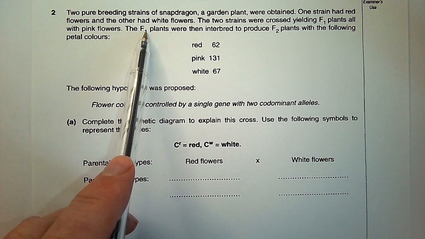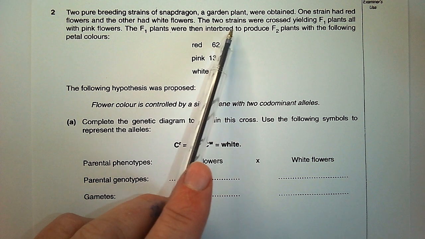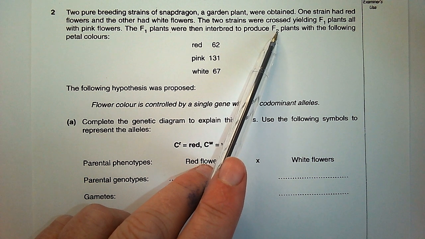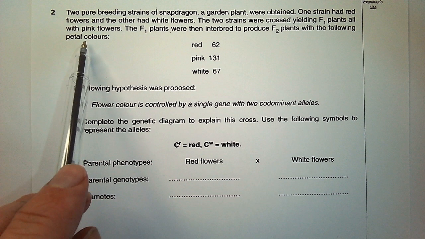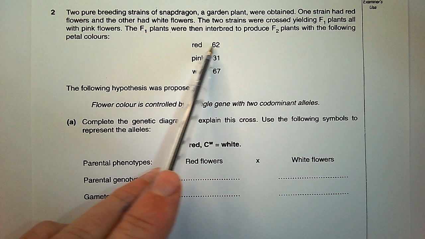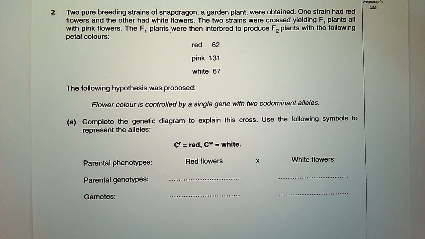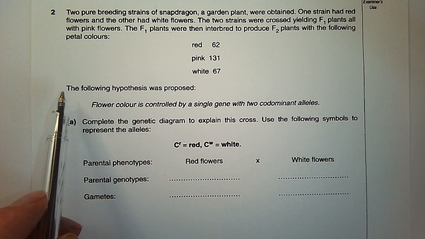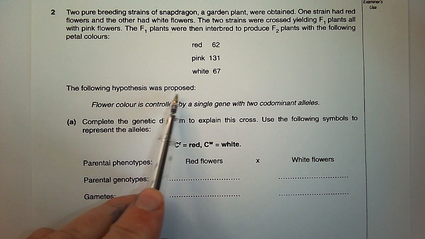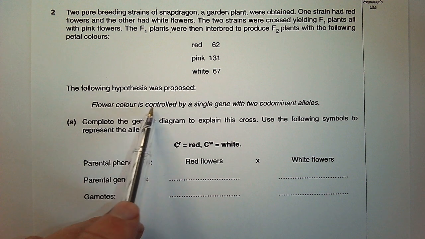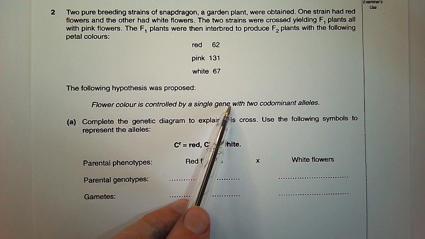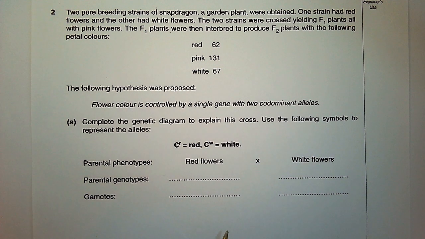The F1, the first generation plants, were then interbred to produce F2, the second generation plants, with the following petal colours. So we've got 62 red, 131 were pink, and 67 were white. It says the following hypothesis was proposed. Flower colour is controlled by a single gene with two codominant alleles.